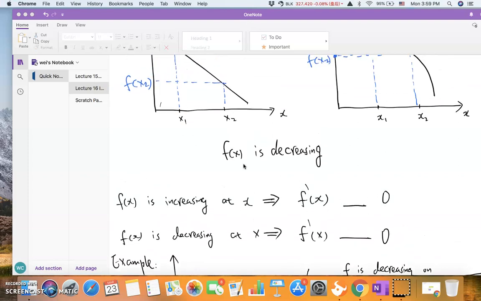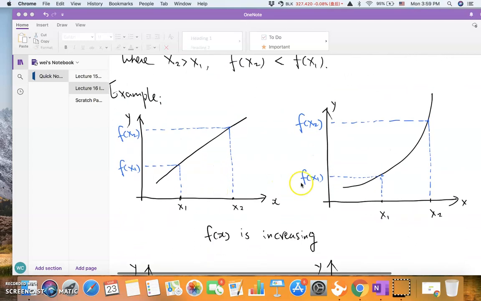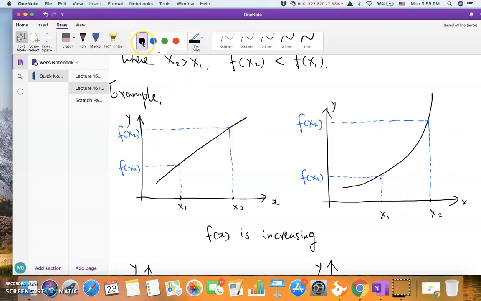Okay, let's go back to this graph. Now we know that this function is increasing on this interval, right? Let's consider any random x values on this interval. For example, let's see here. Okay, and let's see what is the derivative at this x.